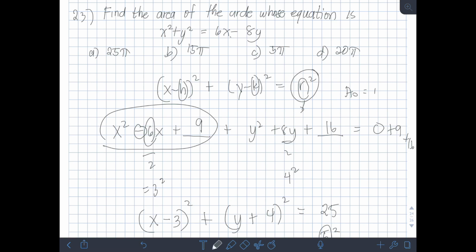Area of a circle is pi r squared. So, we have pi times 5 squared, or simply pi times 25, or 25 pi. So, the answer is letter A.